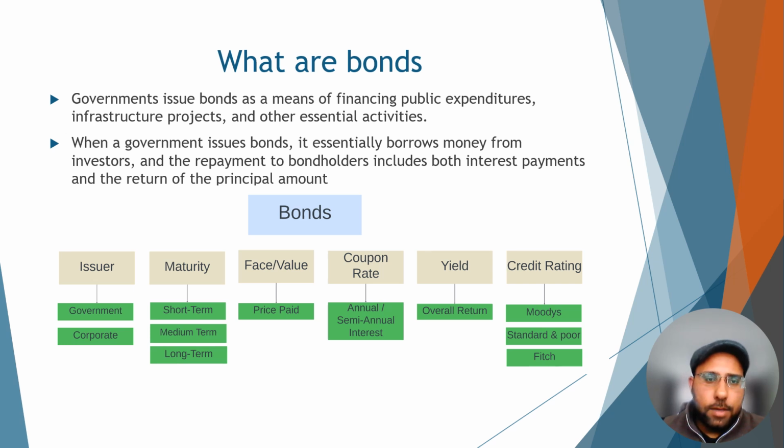Now, what we've done here is put out a number of headings for how a bond is traditionally issued. The issuer is usually a government agency or a government, or it could be a corporate entity. When it comes to the maturity, there's always going to be short, medium, and long-term bonds. So bonds can be up to 7 years, 7 to 15, over 15 years.